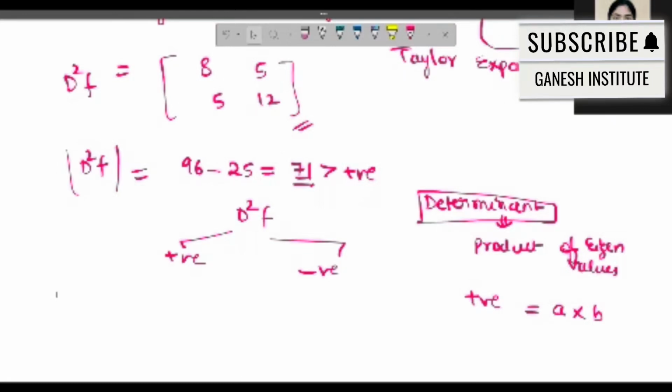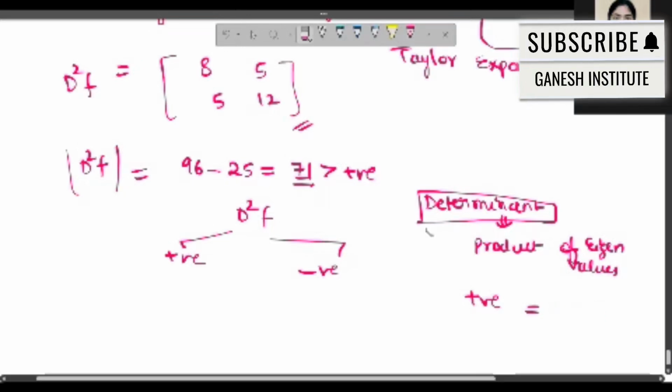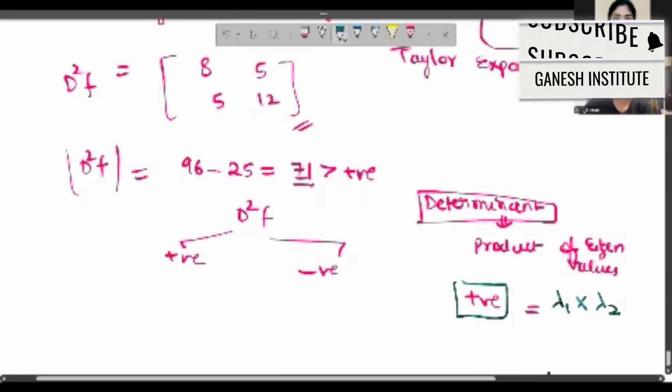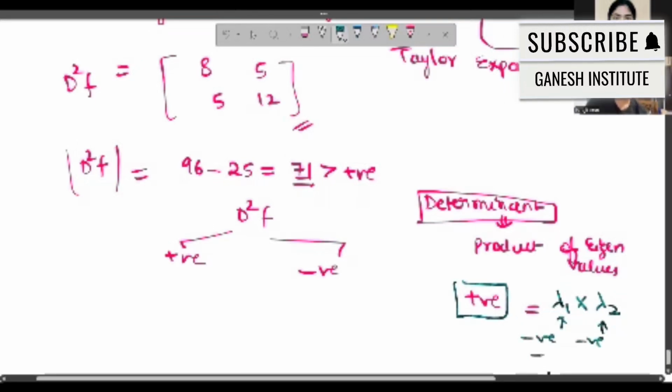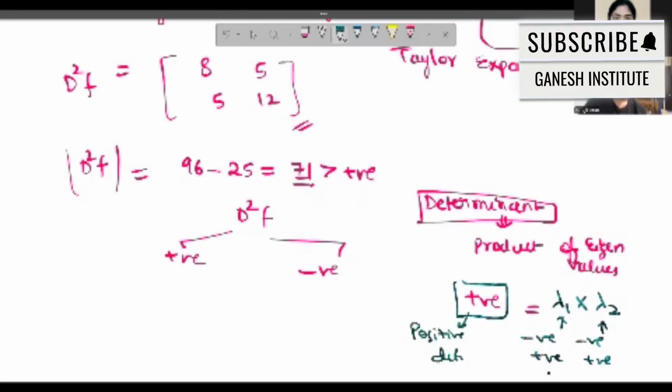Now see, if I have two eigenvalues, let me use the general convention, lambda 1 and lambda 2. This is the multiplication. Now tell me, if it is positive, what can be the case? Both of them are negative or both of them are positive. So if both are negative or both are positive, it gives me a positive value. I'll call it positive definite.